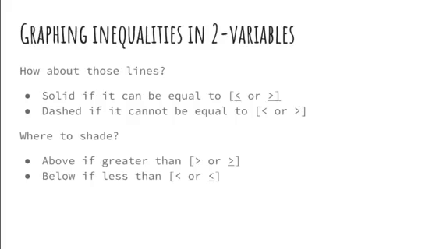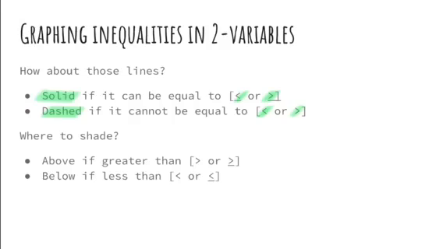Here's the difference between lines and inequalities when you're graphing them. The line itself is going to be solid if the inequality is a less than or equal to or greater than or equal to inequality. It's going to be dashed if it cannot be equal to, so if it's strictly less than or greater than.